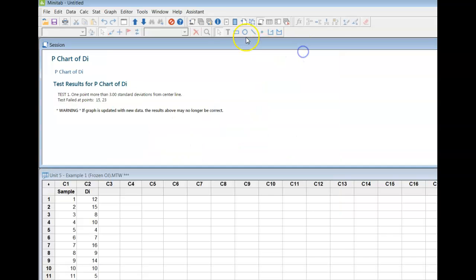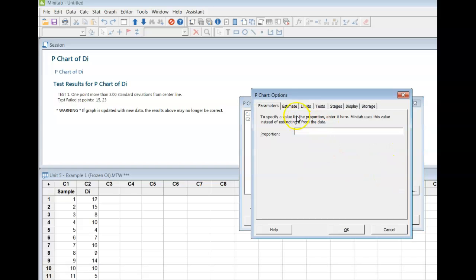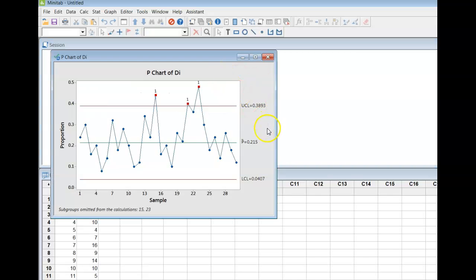So I'm going to shrink this down here for a second. I'm going to come back in here to the last dialog box we had open, and under our P chart options, we are going to omit subsamples 15 and 23. We say OK to that. And now notice that number 1, our control limits are tighter, and the average percent defective has decreased from what it was with samples 15 and 23.